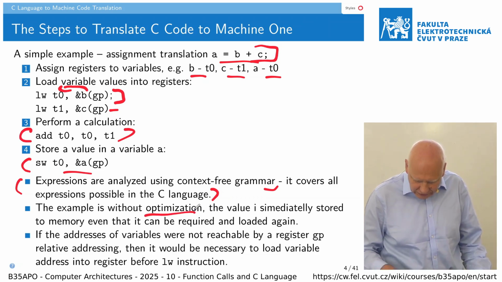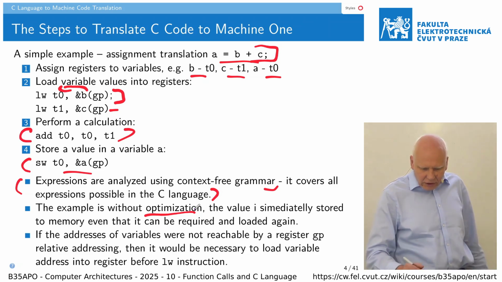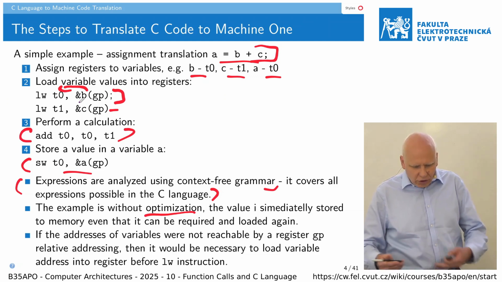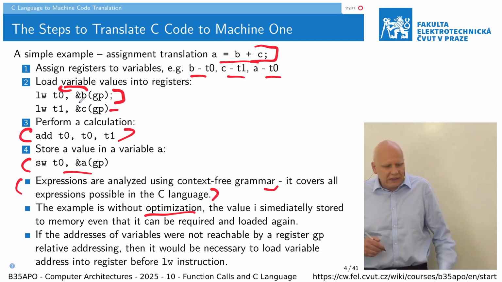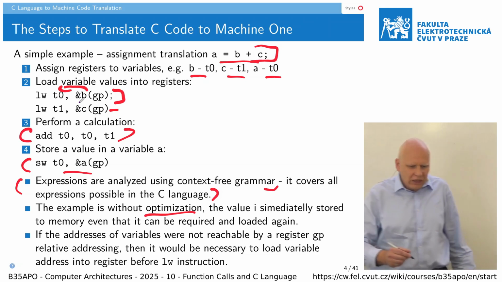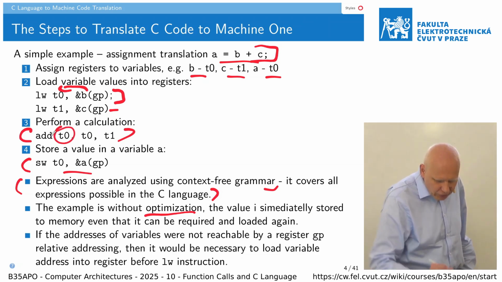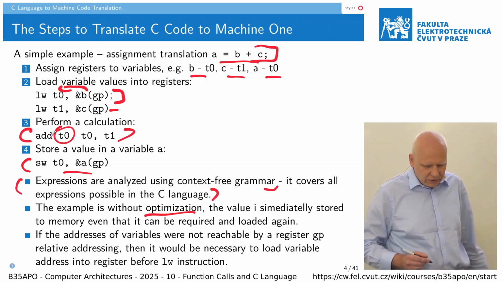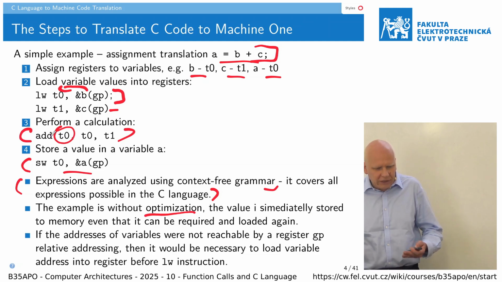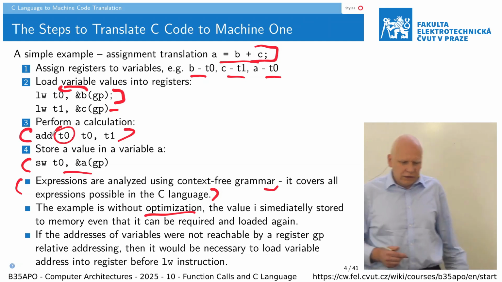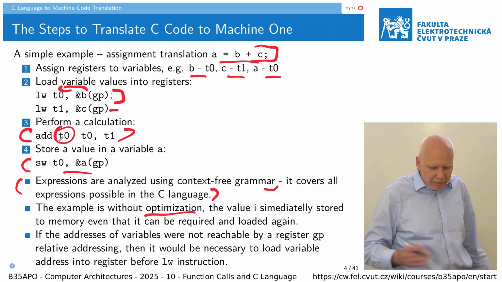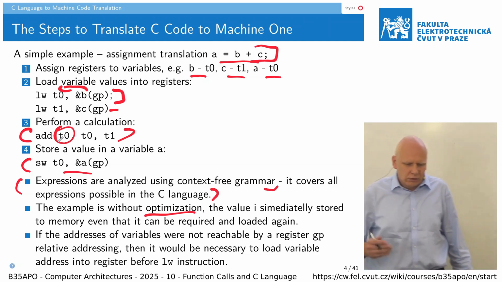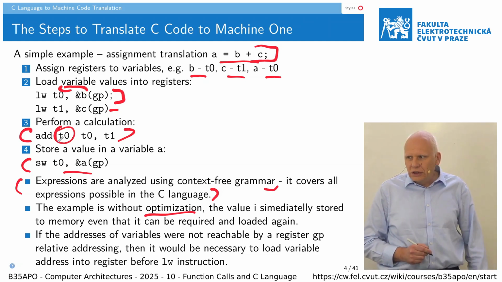So in this case, we load the values, perform the calculation, and then store values to the memory, even though there can be some follow-up operation which can reuse the value which is already available in the T0 register. So in more complex code, which is optimized, usually the store to the memory is postponed only to the moment when it is really necessary to deliver the value to the memory.